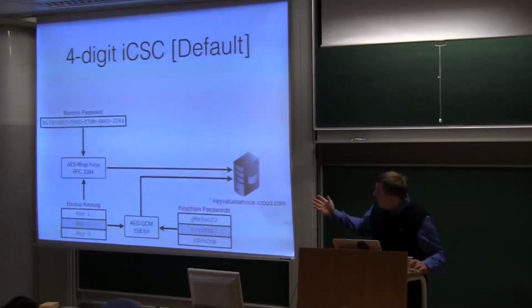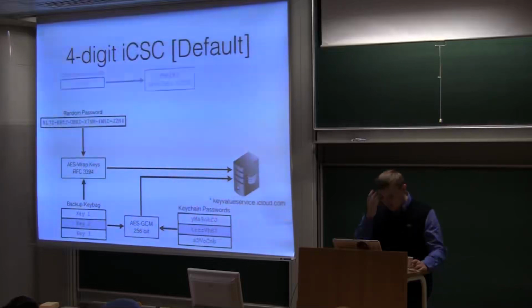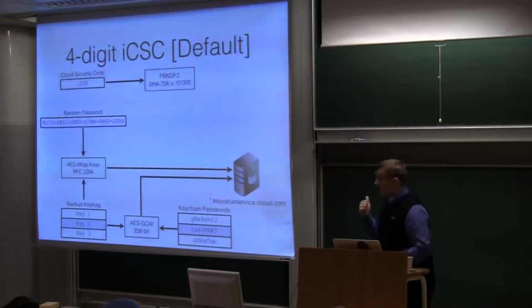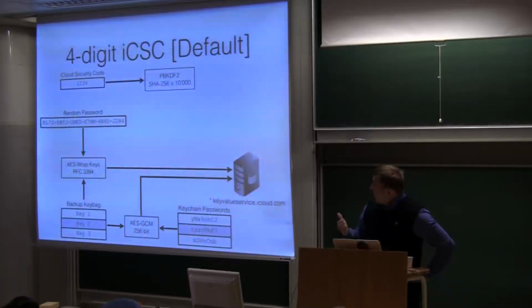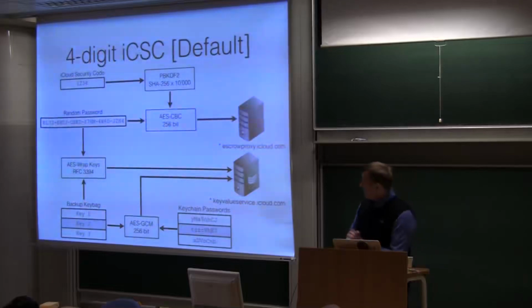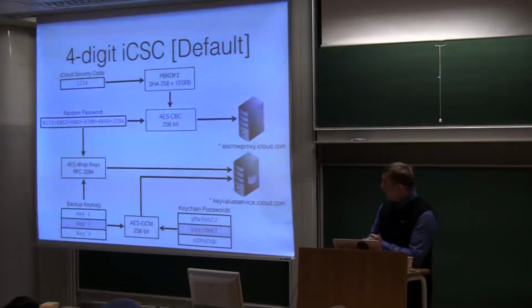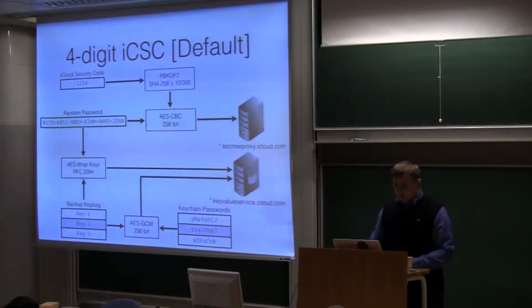But what is missing from this picture is the iCloud security code. There is no iCloud security code on this picture. So let's try to find out what's happening to it. When you enter the iCloud security code, it is fed through PBKDF2 with 10,000 iterations, and that key is used to encrypt the random password. And the encrypted random password is sent to escrow proxy. So now we have more or less the overall architecture of the iCloud keychain thing.